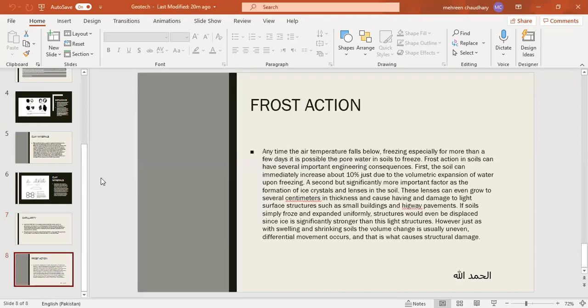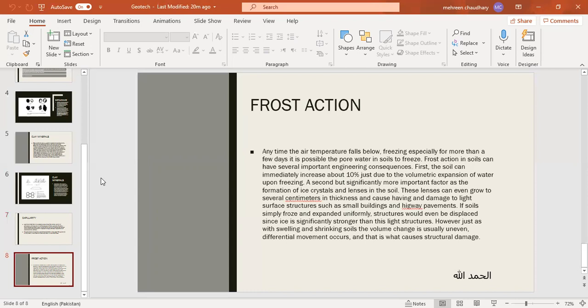Frost action. Anytime the air temperature falls below freezing, especially for more than a few days, it is possible for the pore water in soils to freeze. Frost action in soil can have several important engineering consequences. First, the soil can immediately increase about 10% just due to the volumetric expansion of water upon freezing.